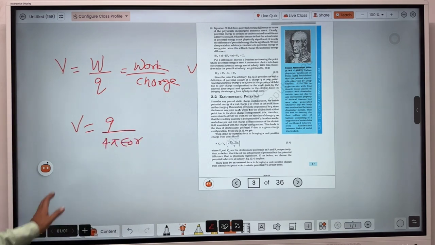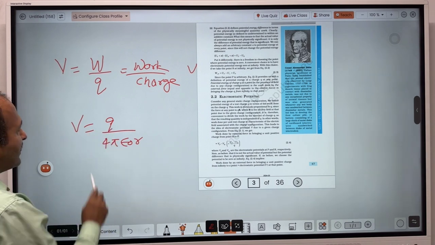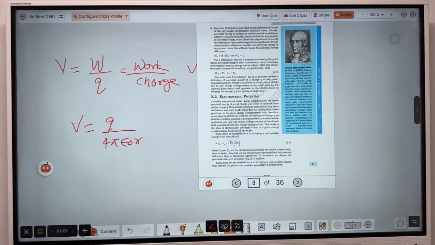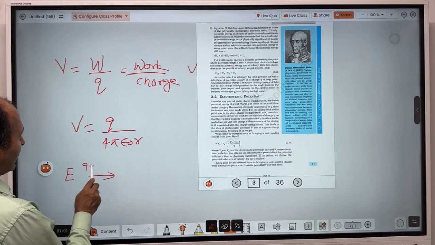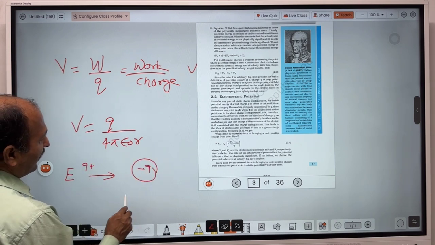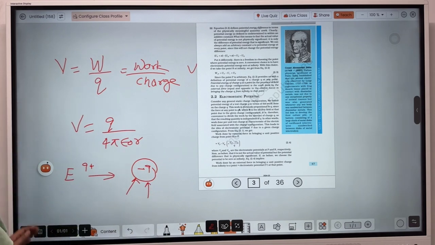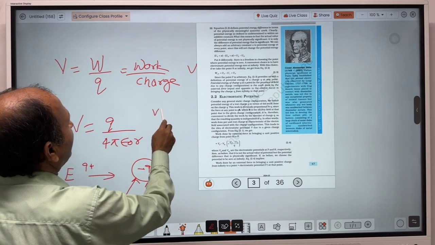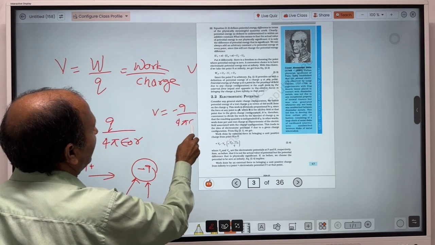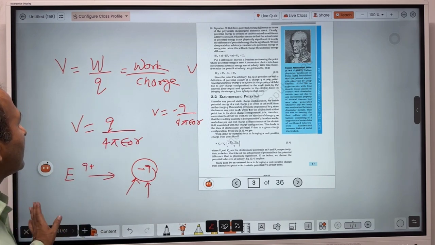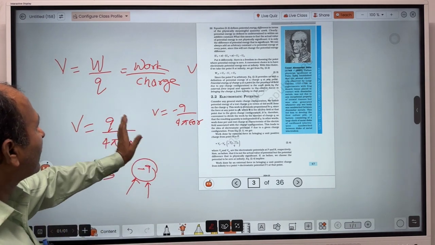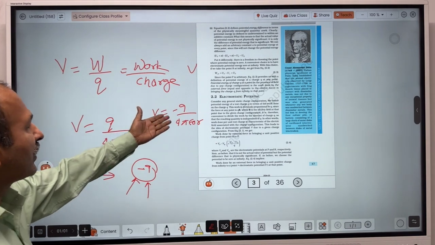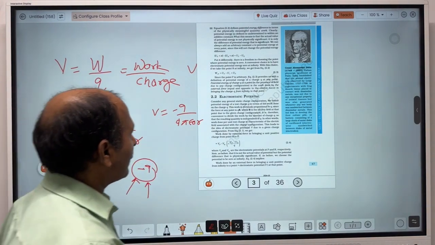Also keep in mind that potential takes into account the nature of charge. In case of electric field, if charge is positive, then field is away, and if charge is minus Q, then field will be toward it. Here, this is not the case. If charge Q is negative, then potential will be minus Q upon 4 pi epsilon naught R. In case of electric field, we don't write a negative sign, but here we have to. If it is positive, Q upon 4 pi epsilon naught R, that's okay. So you have to keep that point in mind.